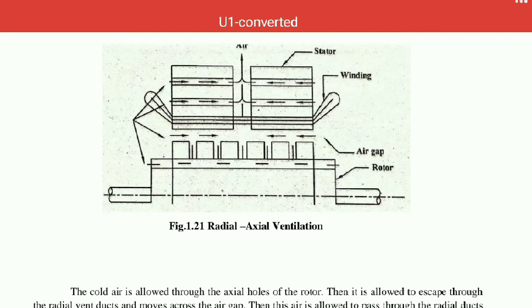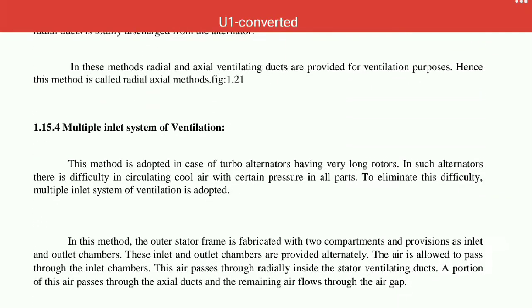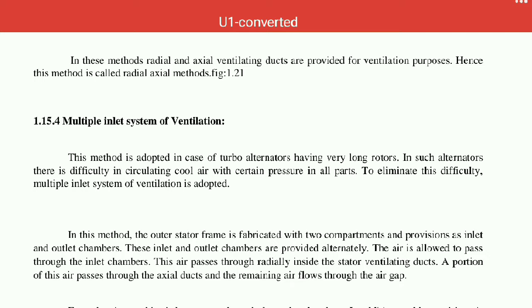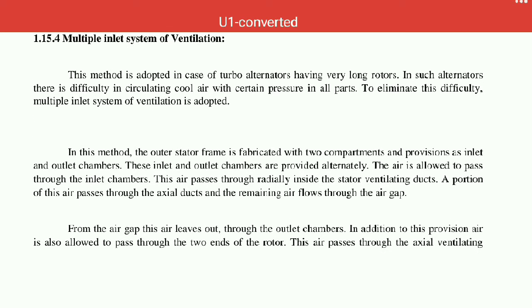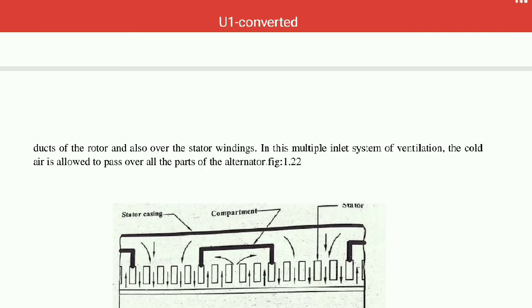Your next topic is multiple inlet ventilation. In your multiple inlet ventilation, what we would be doing is injecting the air through multiple inlets. That is, your alternator is split into 2 parts, in 2 compartments, and one compartment acts as an inlet and the other compartment acts as an outlet. There are 2 chambers here, one inlet chamber and one outlet chamber, and they are alternately placed here.